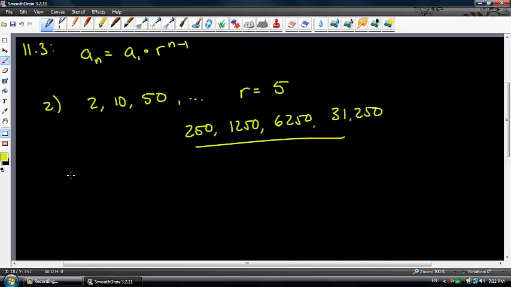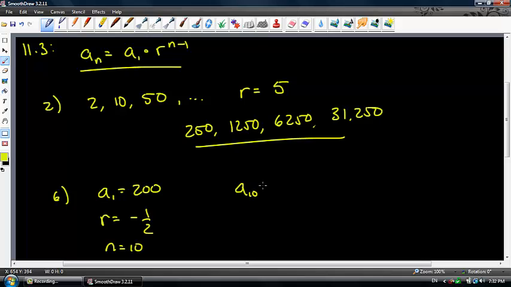Okay, next, let's jump to number 6. Find the nth term in the geometric sequence described. So a sub 1 equals 200, r equals -1/2, and n equals 10. We're just going to plug and chug into this formula. So a sub 10 is equal to 200 times r, which is -1/2, to the n minus 1. That is 10 minus 1, which is 9.